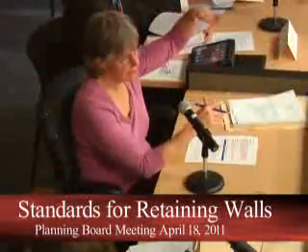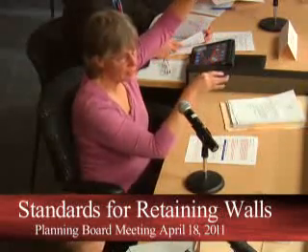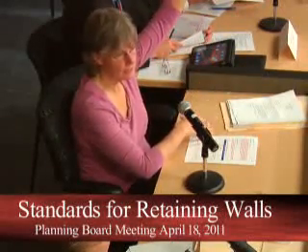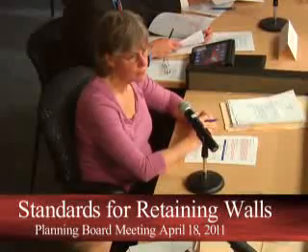Can someone explain to me, just for the record, what cumulative vertical means? That is the total height. If you're having it broken up with terraces, then that's the total height of all the terraces together. So if you had 5 and 5 and 5, it'd be 15? Yeah. Okay. Thank you.